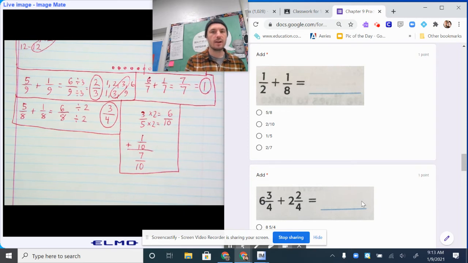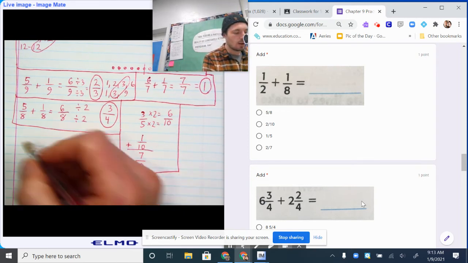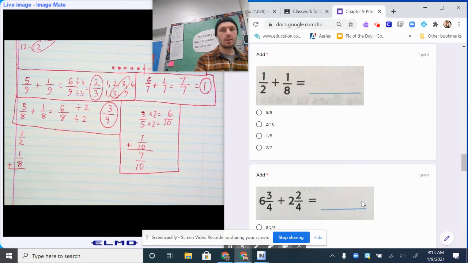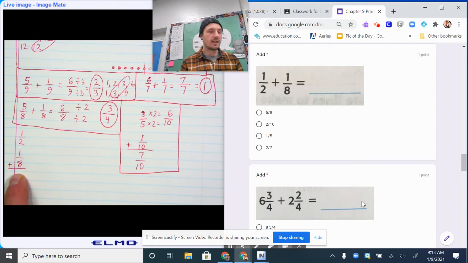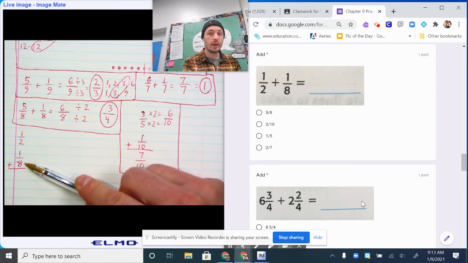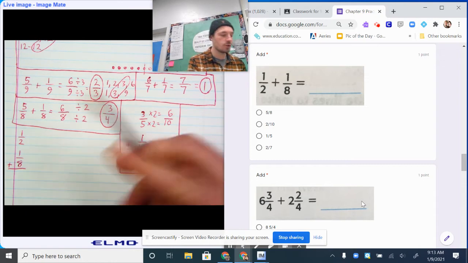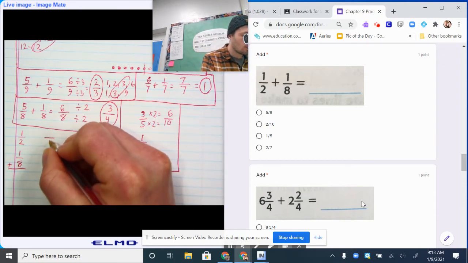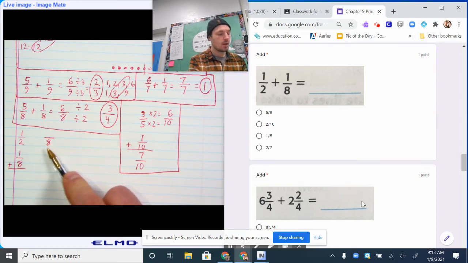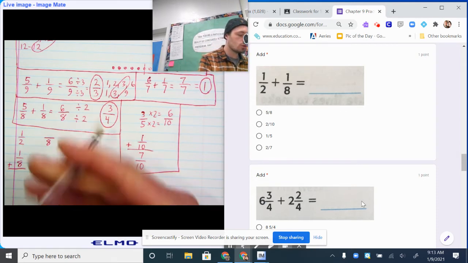Okay, moving on, we have 1/2 plus 1/8. This is another one that I'm going to stack because I know I'm going to have to find common denominators. And I know if I count by twos, I'm going to get to 8. So I know 8 has to be the least common multiple. So I'm going to make an equivalent fraction next to 1/2. It's going to have 8 as its denominator. I multiply from 2 to 8.